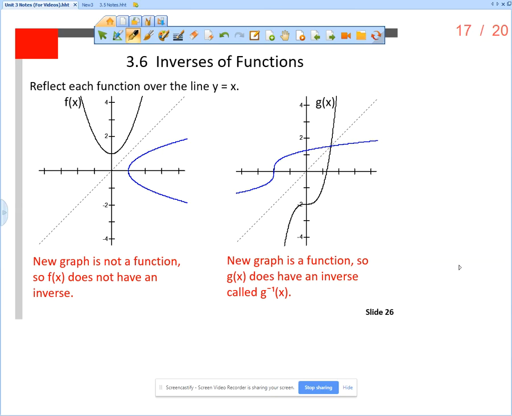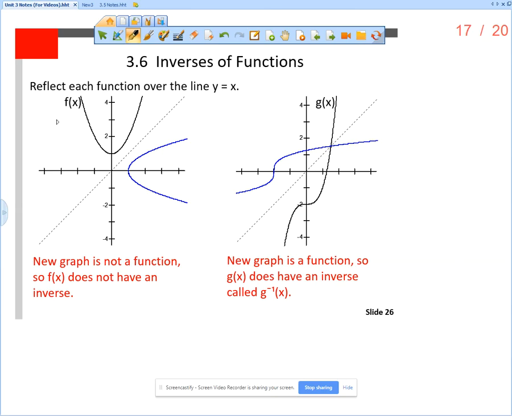All right, in section 3.6, we're talking about inverses of functions. Now, I know we've already talked about inverse trig functions, logs and exponentials, which are inverses of each other. But in section 3.6, we're talking about functions just in general and their inverses and how they behave. So this is related to a common type of question that you're going to see in the notes here.